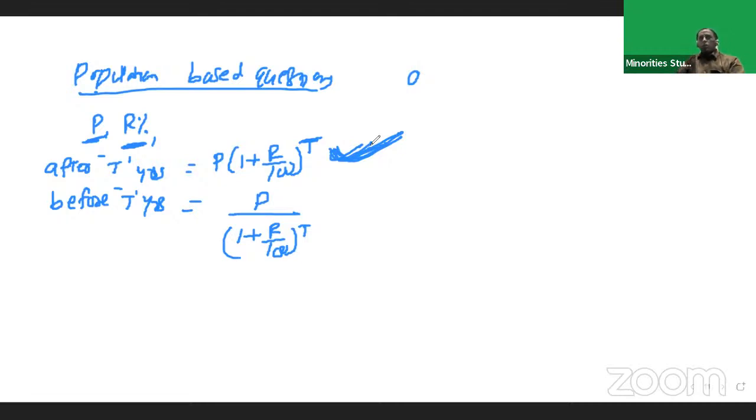We use this same formula in compound interest also. For compound interest also it is the same as it is, there is no change: P into 1 plus R by 100 whole power T. Okay, now write the next question.